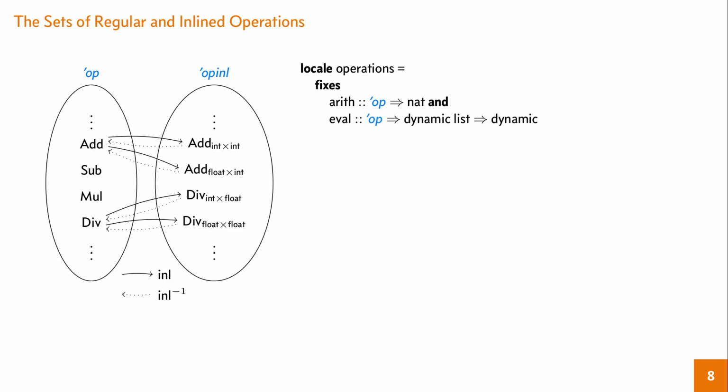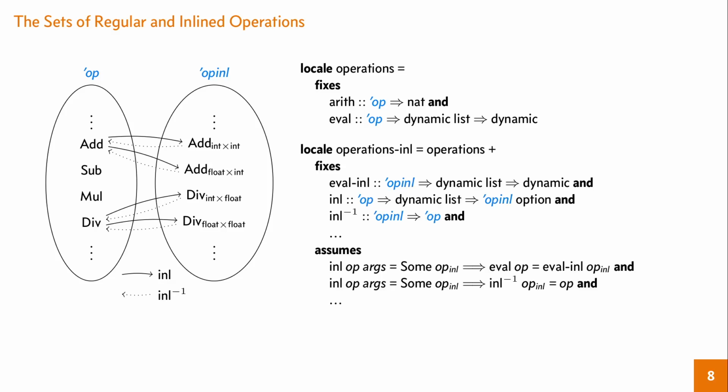Formally, we use the locale to abstract over the set of operations and their implementations. Locales are Isabelle's way of expressing an interface akin to an ML functor or a Coq dependent record. All blue types are abstract types, and the fixes keyword introduces a list of abstract function declarations. This is where we find the eval function whose implementation we just looked at.